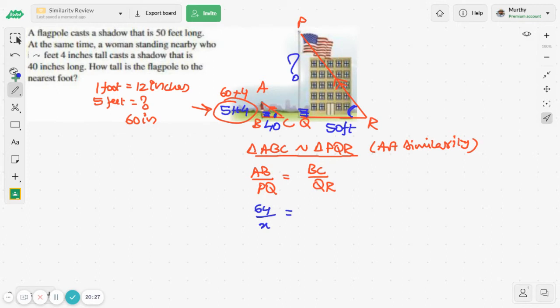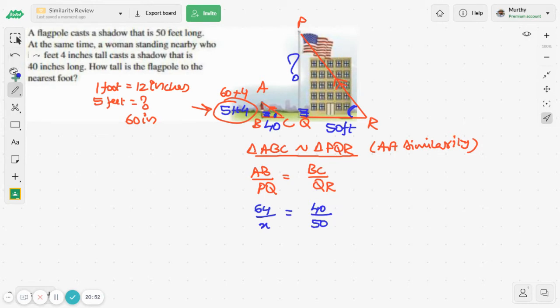What is the length of BC? That is 40 inches, and for the horizontal line, this is 40 and here it is 50. I'm taking the ratio of the corresponding sides. Therefore, here it is 40 inches over 50 feet. You may get a doubt: the numerator is in inches and the denominator is in feet. Is that okay? Yes, that works.